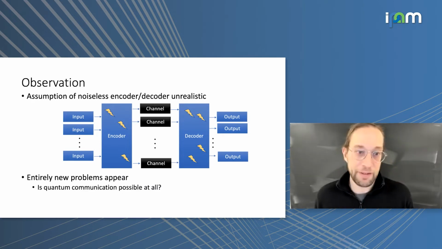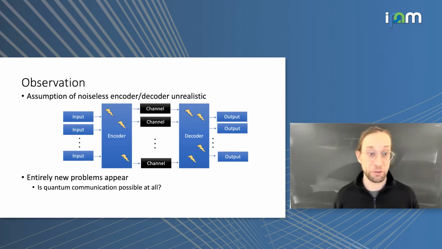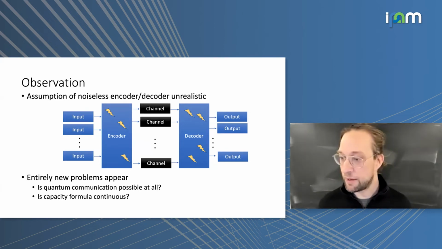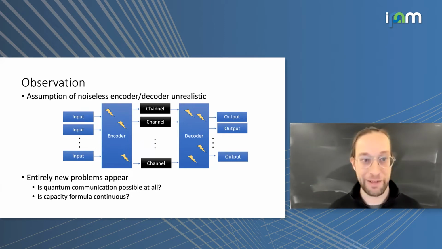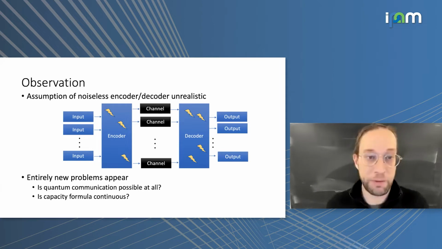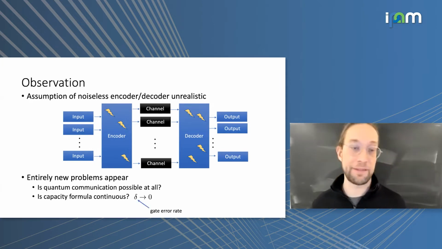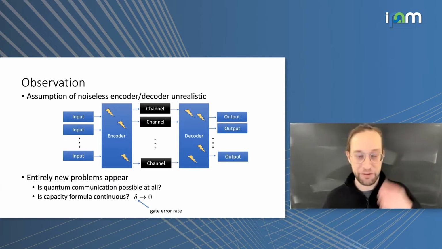The first question is actually, is quantum communication possible at all? So is maybe all of this capacity business just zero in this scenario? Could be. It's not completely clear a priori. And then maybe more advanced, if you have an answer that's sort of yes, then you could ask, oh, but what about the capacity formula? Is it continuous in this gate error parameter?